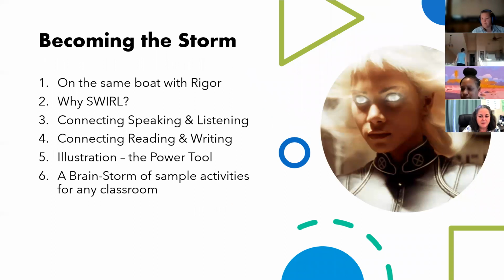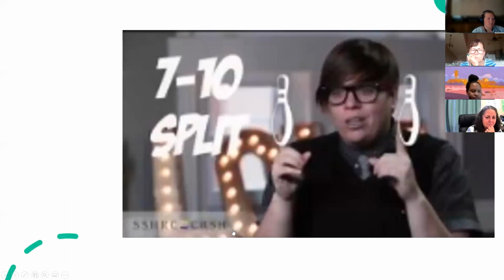So here's our agenda on Becoming the Storm. You get a little Marvel reference there. First, we're going to talk about getting on the same boat in terms of rigor, which we've done a little bit. The second, we're going to talk about why SWIRL. Then we're going to talk about the bits and pieces of SWIRL. So first, speaking and listening together, and then strategies for reading and writing together, and then illustrating the power tool. Not like we're going to draw a power tool, but illustrating is the power tool. And then we're going to go over just a brainstorm of different activities that do these things together. And hopefully we'll have enough time to get to all of that.